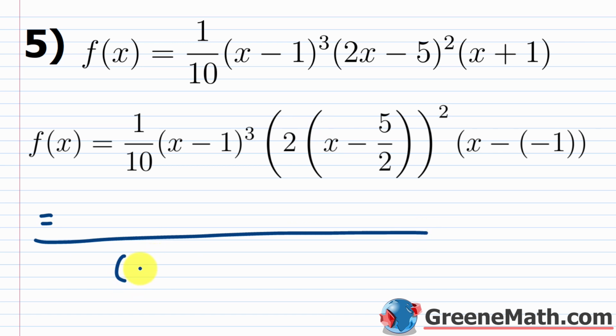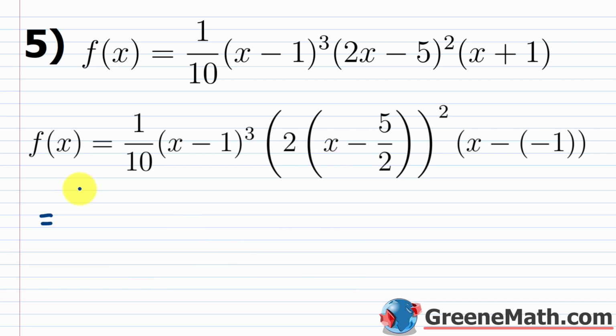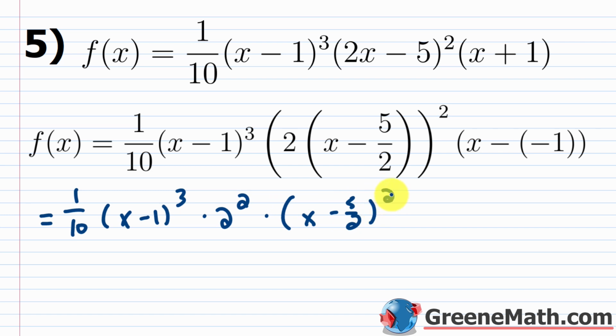If you have something like a times b, and this is squared, this is equal to a squared times b squared. So we're just going to use that rule here. So we'll say that we have 1/10 times the quantity x minus 1 cubed. And then this, again, you could just say times 2 squared, and then times this quantity x minus 5 halves squared. So hopefully that makes sense.